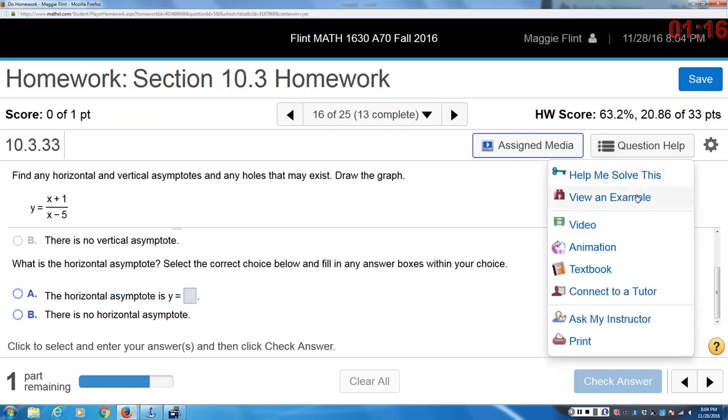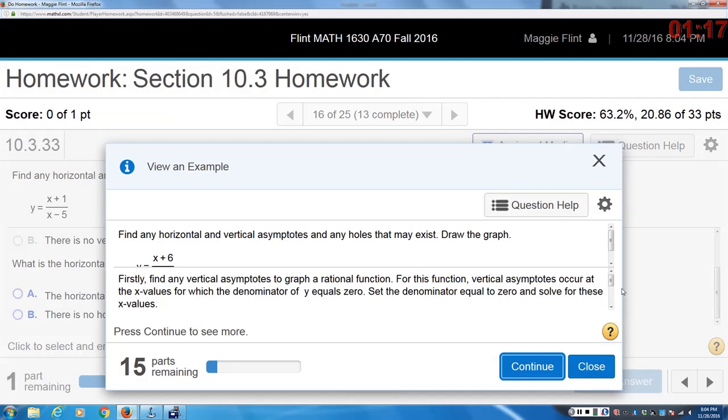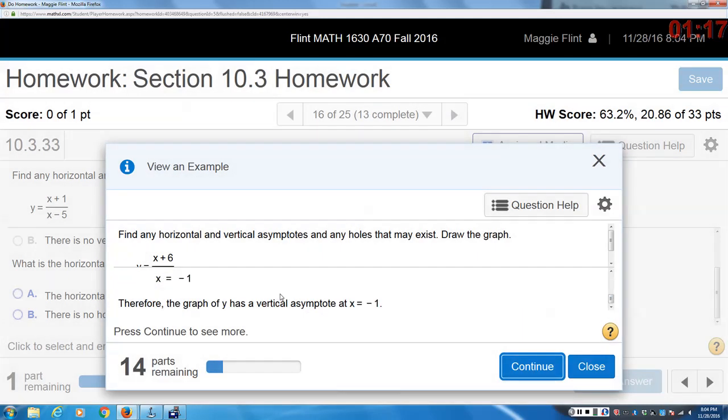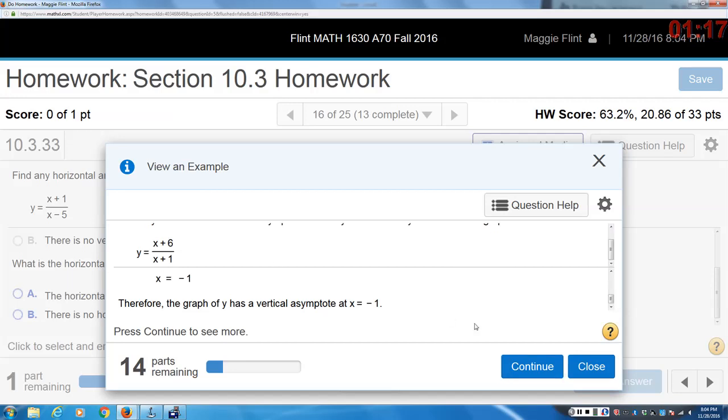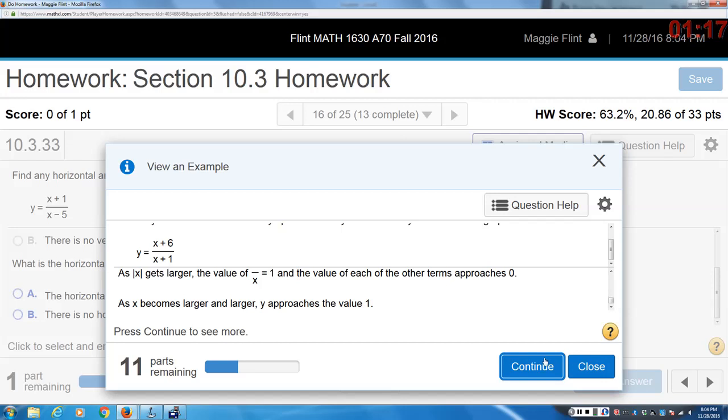So I'm going to come over here to question help because they actually do a good job with this. And we know how to find that. Its vertical asymptote was at x equals -1, and we knew that. And it says replace larger and larger values of x and see what value y approaches. And it says y approaches 1. Now I'm going to show you how to know that on the calculator, but then I'm going to talk to you about why it works out that way.